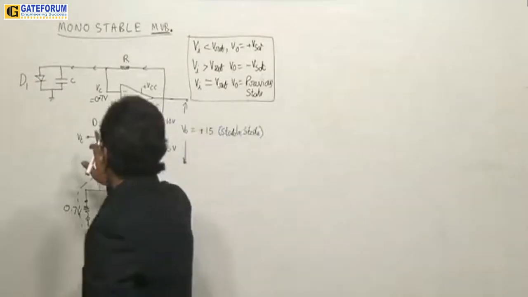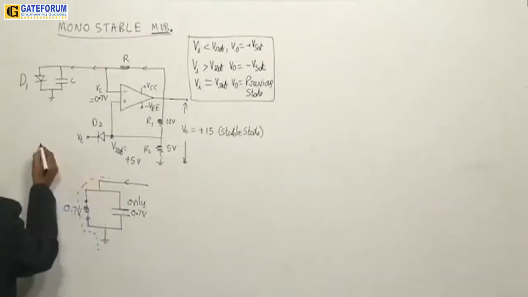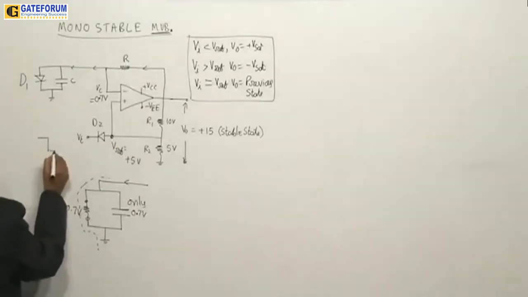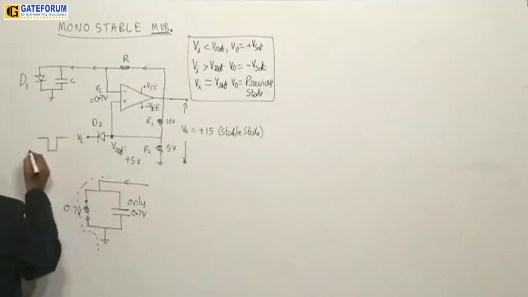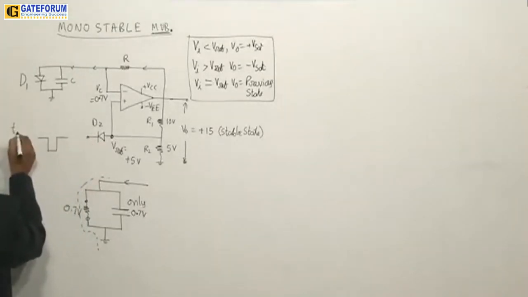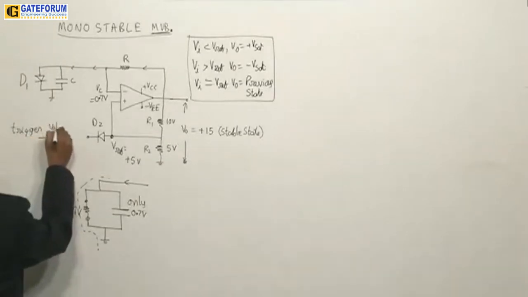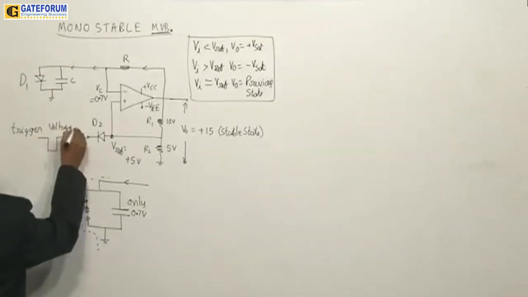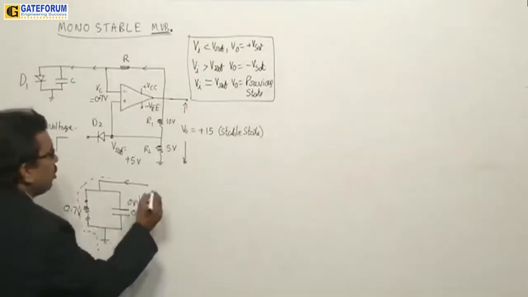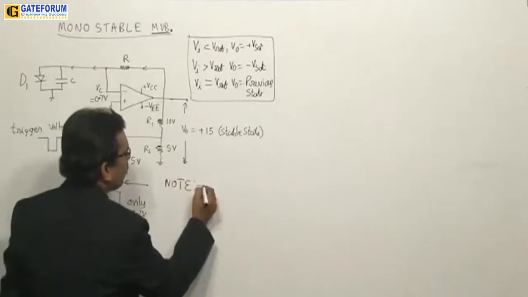Now in this situation, let us try to give a trigger. Now the trigger should be applied. So the first stage, what you need to do is apply the trigger. The trigger voltage should be applied such that this diode will be on. So this is nothing but the trigger voltage.